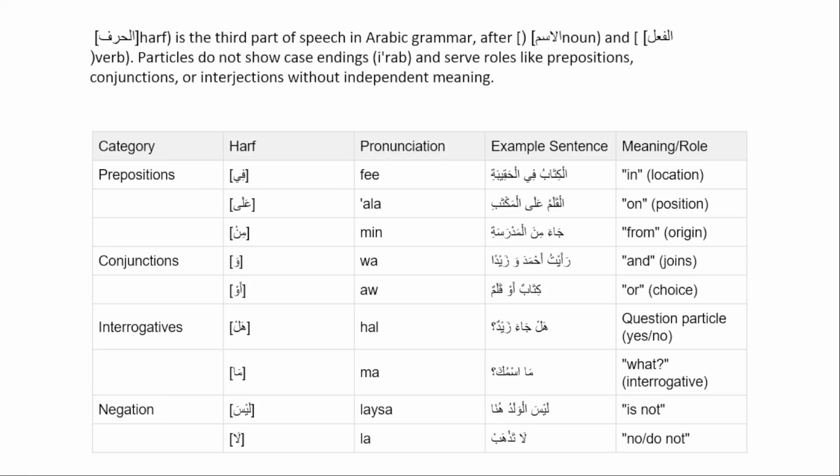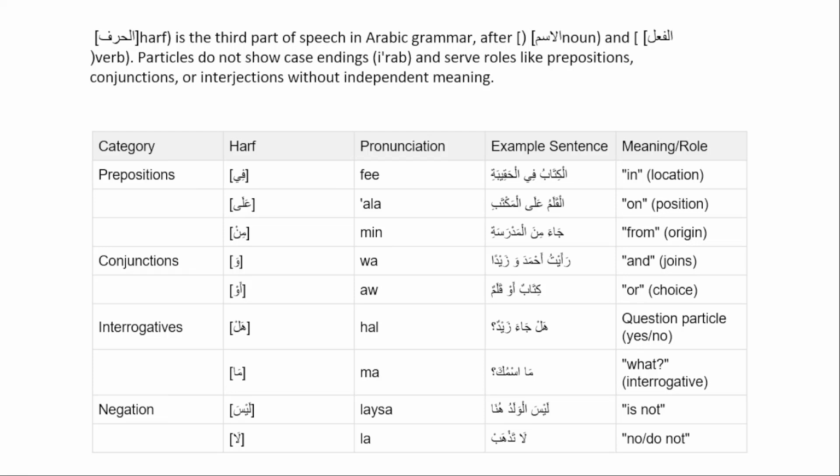Okay, so next is ma. Ma is also a question word, which basically means what. It's like an interrogative question. So the example sentence is ma ismuka. What is your name? Laysa means is not. Laysa al-waladu huna. Basically, al-walad means the boy. The boy is not here. Huna means here, so laysa al-waladu huna, the boy is not here.